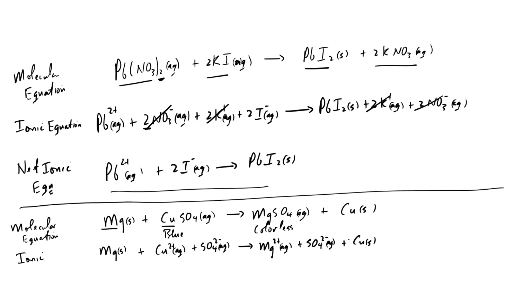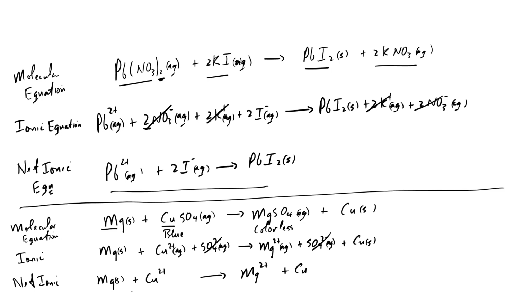All right? So to get to the net ionic equation, what's going to happen is the sulfate here and here will cancel out. So you'll be left with Mg solid plus Cu2+ to give Mg2+ plus Cu. And this would be the net ionic equation, right?